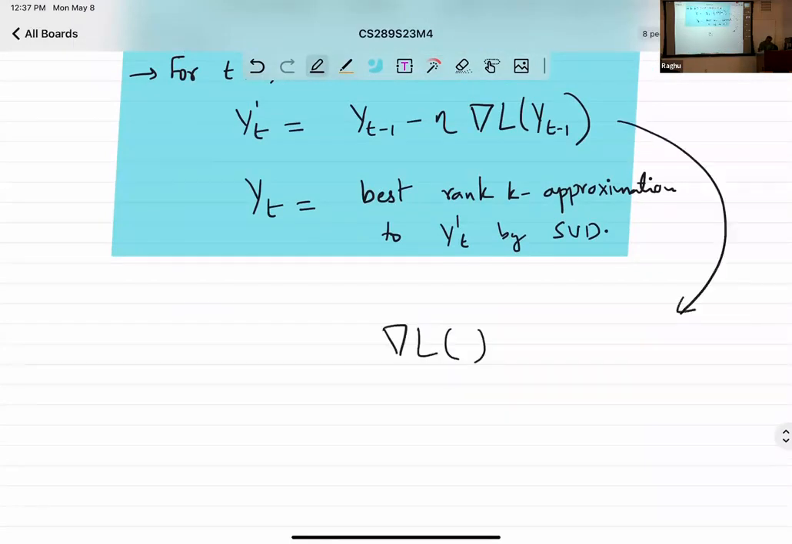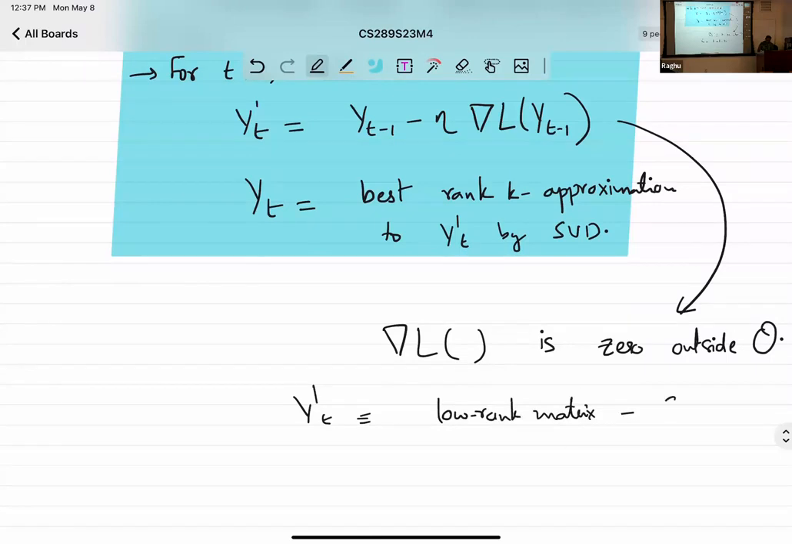So the gradient is 0 outside O. Okay. So in some sense, y prime t is going to be a low rank matrix minus a sparse matrix. Sparse meaning most of the entries in the matrix are 0. It's only non-zero when things are in O, but there's only 1%. Okay. So you can actually compute matrix vector products with this y prime t much faster.